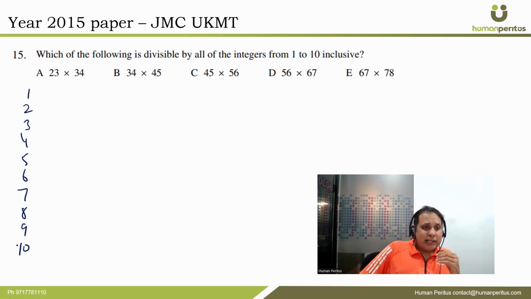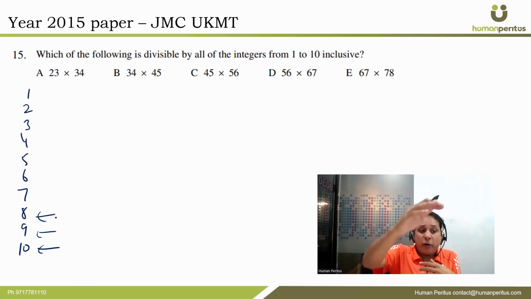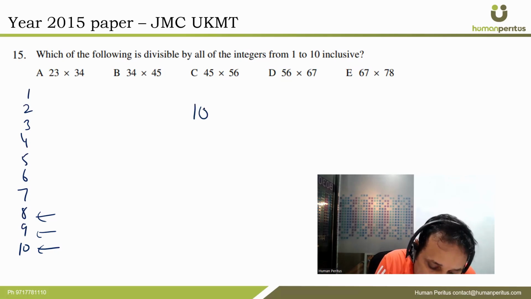Okay. So guys, in this case, it's always a better idea to start from a higher number. So we'll start from 10, 9, 8. Why not from 1, 2, 3? Because if a number is divisible by 10, then I need not check for 5. Because every number which is divisible by 10 will also be divisible by 5. Why? Because 10 is nothing but 5 into 2.